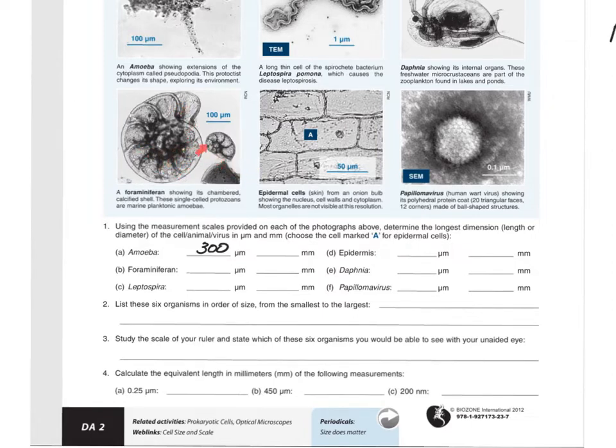So how big is this thing? There's 100 micrometers. How big is it? How are we going to do that? Again, I would just go with the longest line. So I would measure it from here to here, right? Give me a number, how big you think that is. Use your rulers, use your cards. It doesn't matter to me.